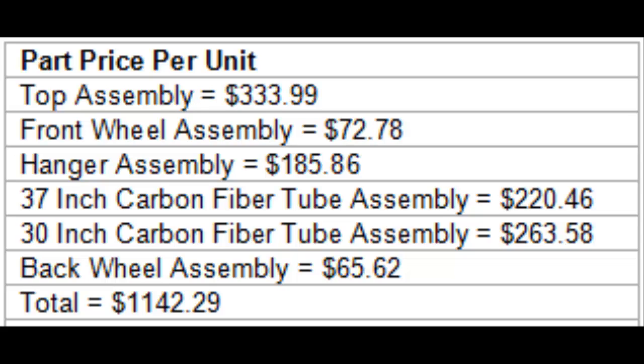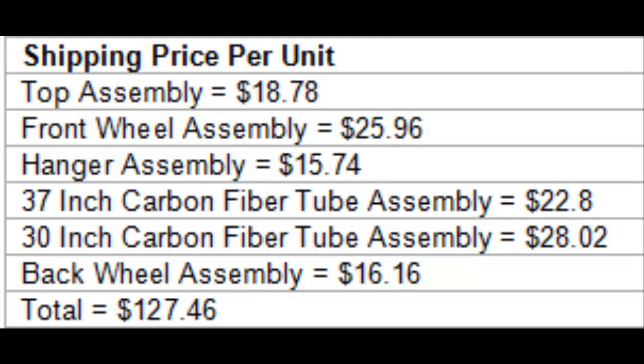For the part price per unit, the top assembly came out to $333, the front wheel assembly came out to $72, the hanger assembly came out to $185, the 30-inch carbon fiber tube assembly came out to $220, the 30-inch carbon fiber tube assembly came out to $263, the back wheel assembly came out to $65. So the total part price per unit was $1,142.